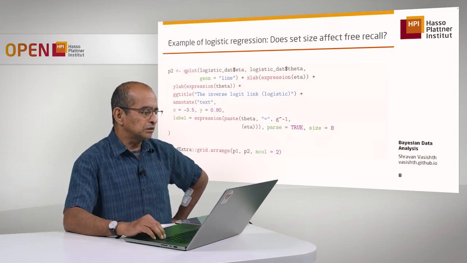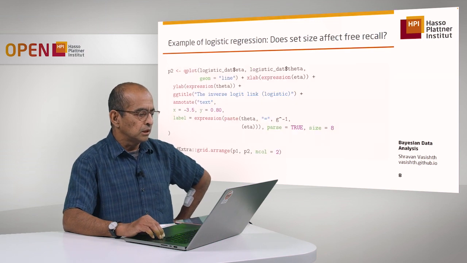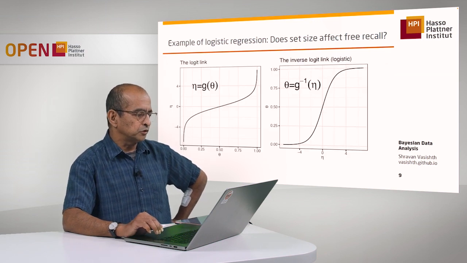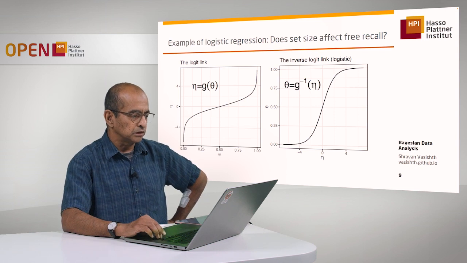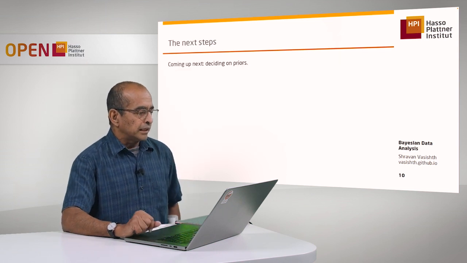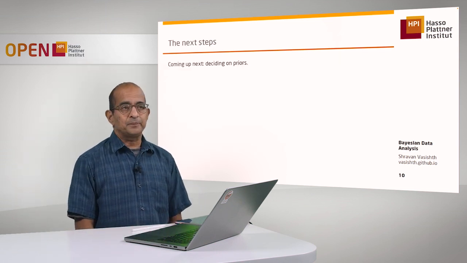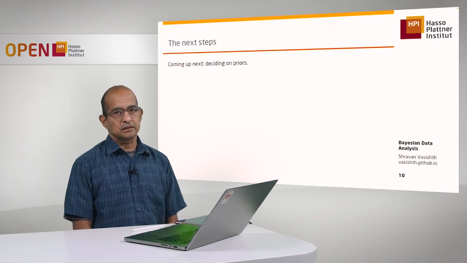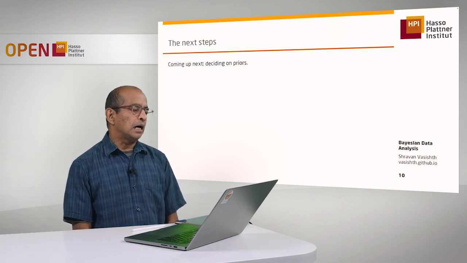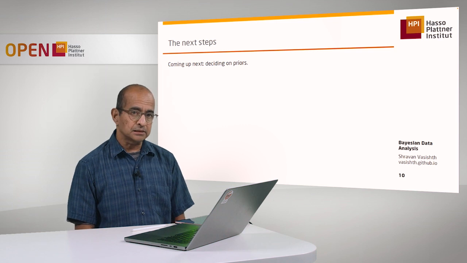This code is only there for your convenience to reproduce the plots if you want to understand how to produce these plots. All right, so now that I've explained the basic idea behind this logistic regression model, I'm going to now decide on priors and then start fitting the model.